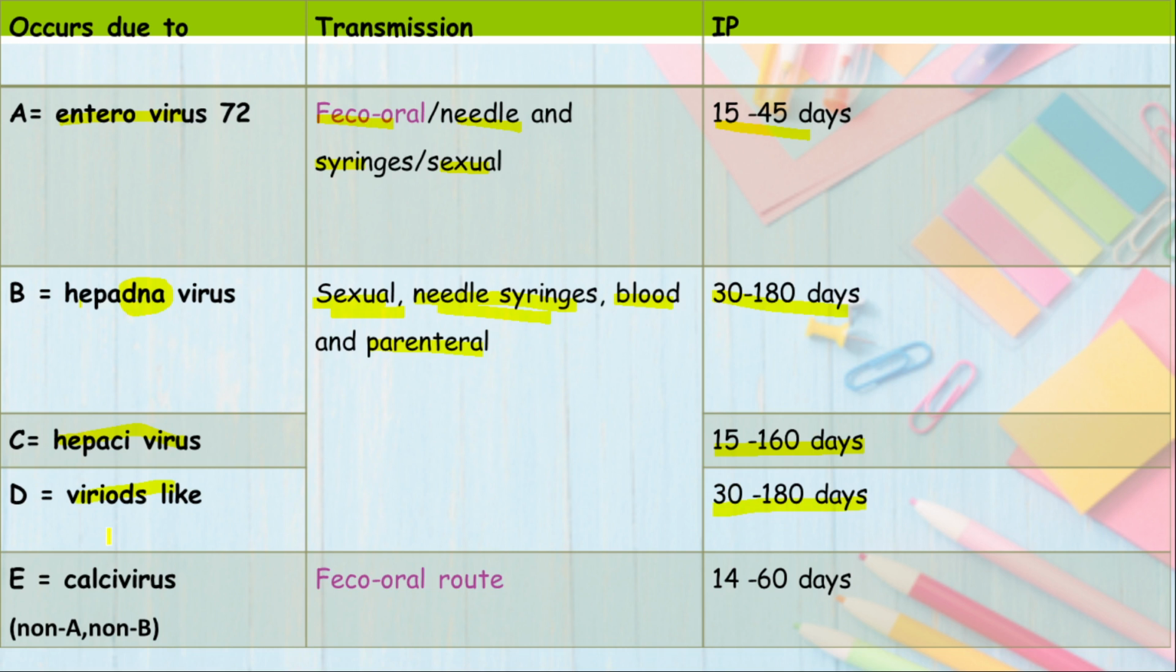And the last but not least, it is hepatitis E, which is also called calicivirus, and it is also called non-A, non-B hepatitis. Okay. So here the route of transmission is fecal-oral route, and the incubation period is from 14 to 60 days.